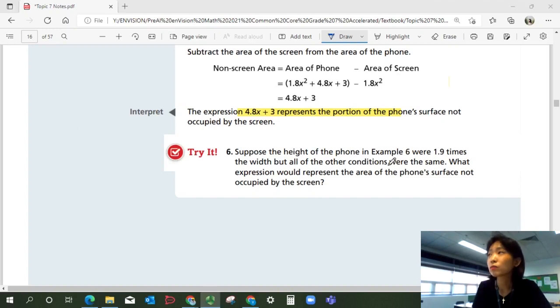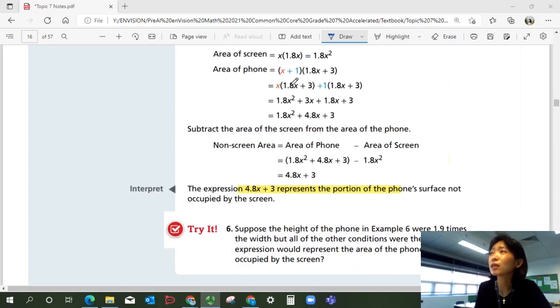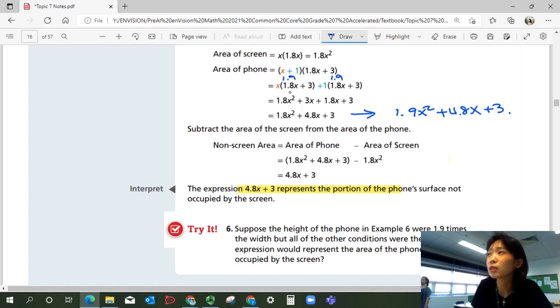Okay, are you ready? So instead of 1.8 here, the area of the phone would be 1.9x squared plus 4.8x plus 3, okay? You're not multiplying 1.8 with anything else, so you can use 1.9 instead of 1.8 here. And actually, you need to use 1.9 here, so that's 1.9x squared, 1.9x, and then 4.9 actually. So you should have 4.9x plus 3 instead for that one.